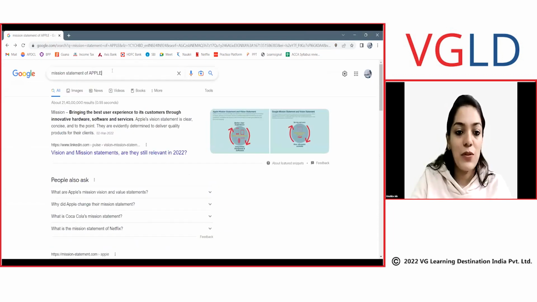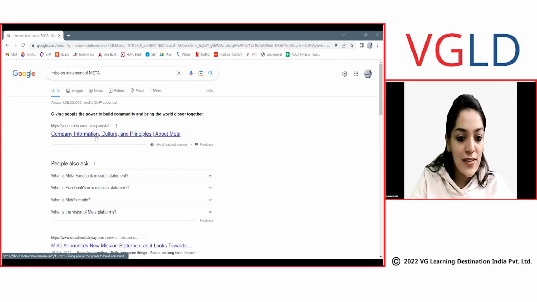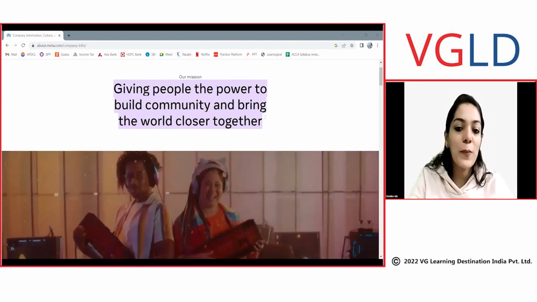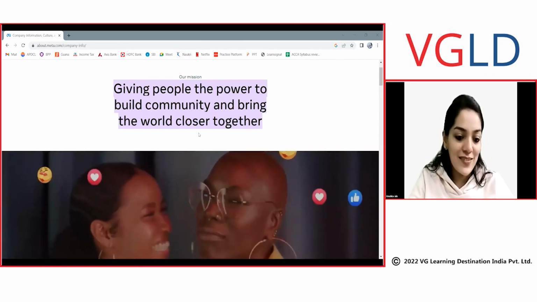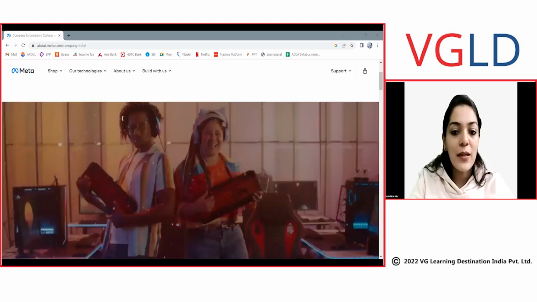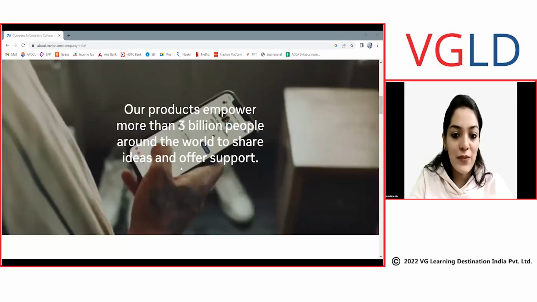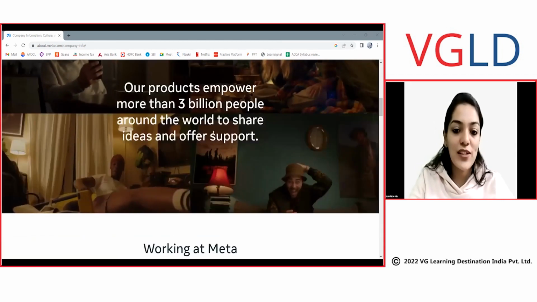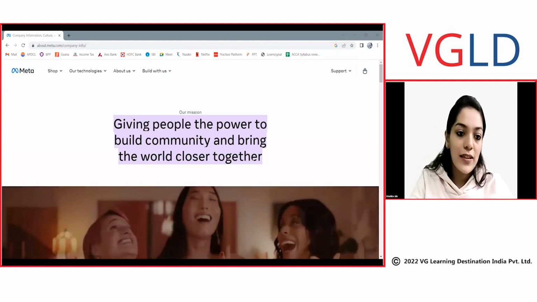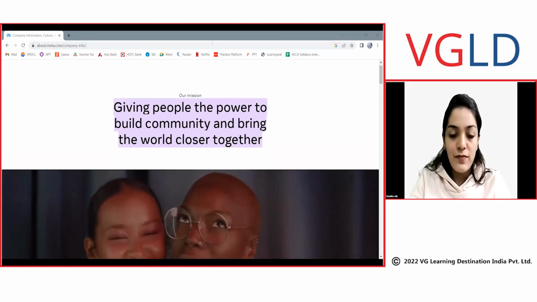It's not there. Let's see for Meta if it is there. Oh yes, it is there. Let's see. They call it by different names. The objective is the same. Our mission: giving people the power to build community and bring the world closer together. And they are doing it through the different apps, Facebook, Insta, WhatsApp. They are bringing the people together, right? They are bringing the world closer together. So that's the mission they are living with. Our products empower more than 3 billion people around the world to share ideas and offer support. These are current openings. So yes, this is about their mission. So coming back to the slides.